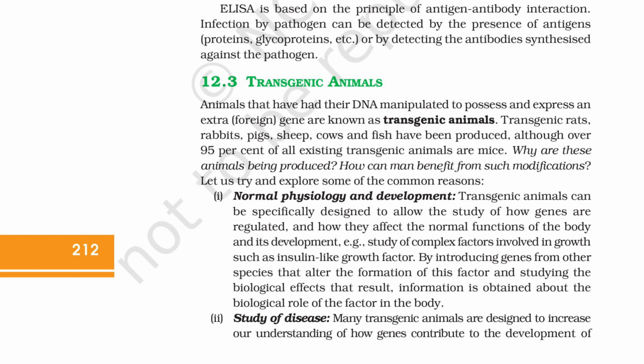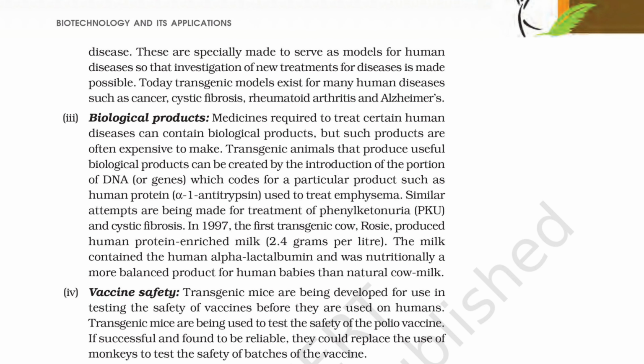2. Study of disease. Many transgenic animals are designed to increase our understanding of how genes contribute to the development of disease. These are specially made to serve as models for human diseases so that investigation of new treatments for diseases is made possible. Today, transgenic models exist for many human diseases such as cancer, cystic fibrosis, rheumatoid arthritis and Alzheimer's.